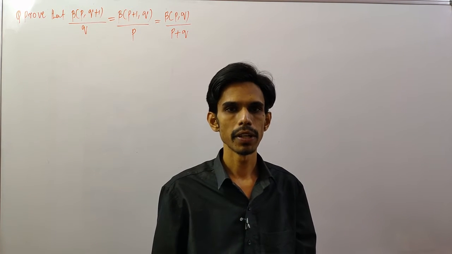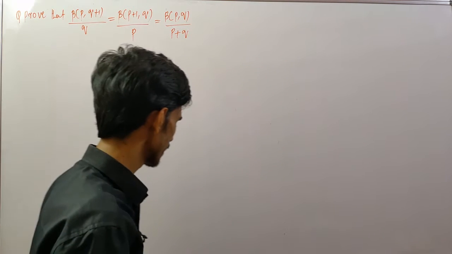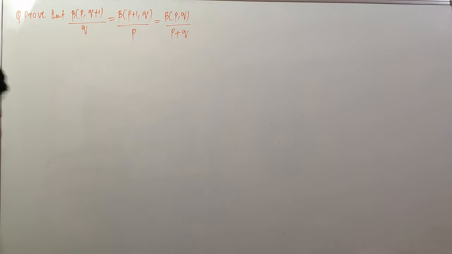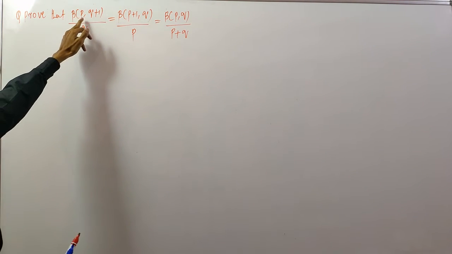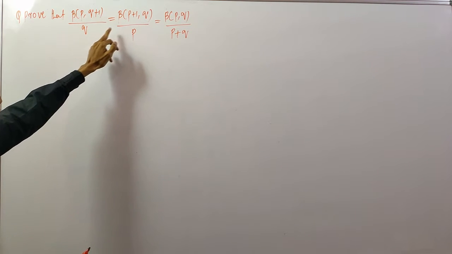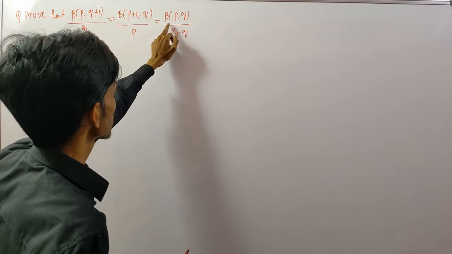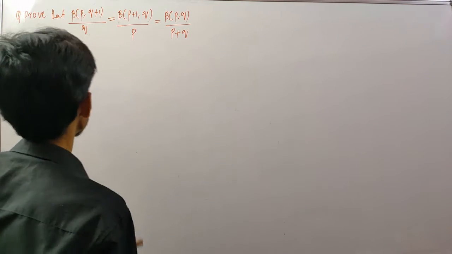In this video, I am going to discuss one of the problems of beta function. Let us see here. We have been given: prove that beta of p comma q plus 1 divided by q is equal to beta of p plus 1 comma q divided by p is equal to beta of p comma q divided by p plus q.